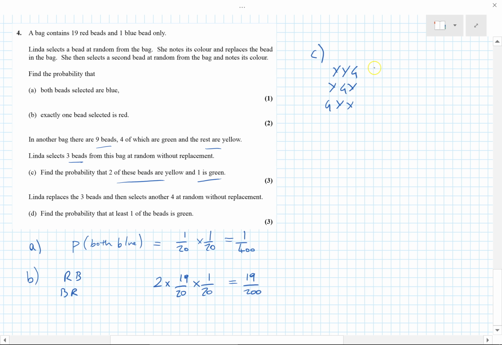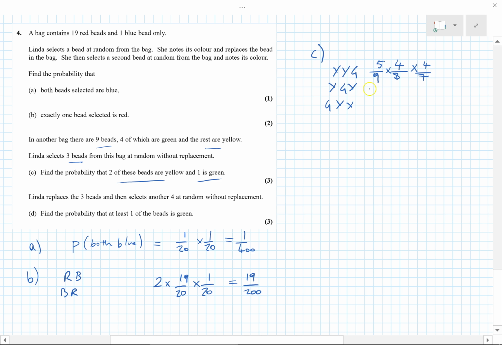Now if we wanted to find the probability of each of these, the probability of getting a yellow one is equal to 5 out of 9. But then, of course, if we've selected a yellow one, because we're not replacing this time, we'll then have 4 yellow ones left. So that'll be times 4 out of 8. And then to select the other one that's green, 4 of them are green, so that will be 4 out of 7.